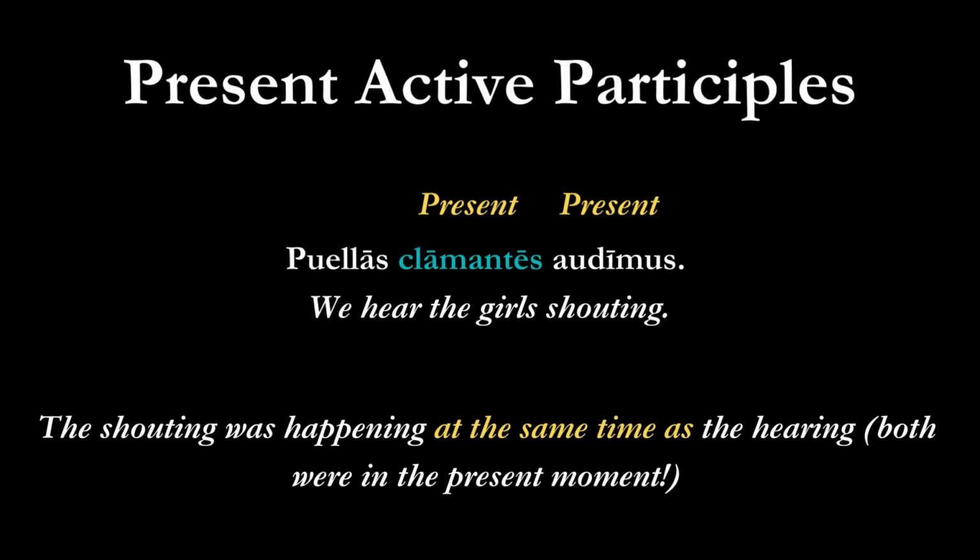In the other example we had puellas clamantes audimus, right? So here it's just saying we hear the girls shouting. We hear is present tense. Clamantes is a present participle. So these are happening at the same time. So the shouting is happening at the same time as the hearing, right? When I'm hearing it or we're hearing it, the girls are shouting. Both of these things are happening in the present moment.